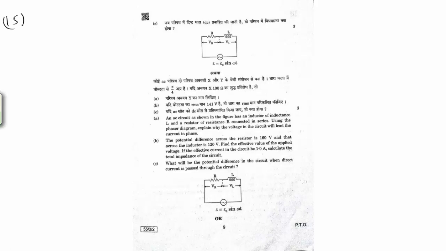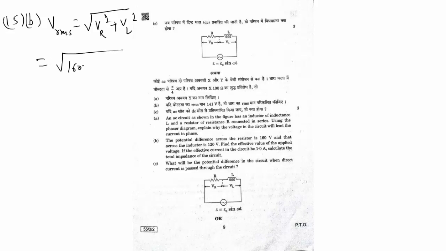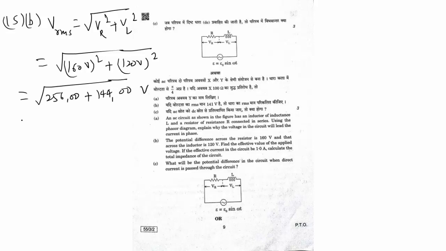Question number 15, part B. VRMS is given by under root VR square plus VL square, that is equal to under root 160 volt square plus 120 volt square, that is equal to under root 25600 plus 14400 volt square, that is equal to under root 40000, that is equal to 200 volt.